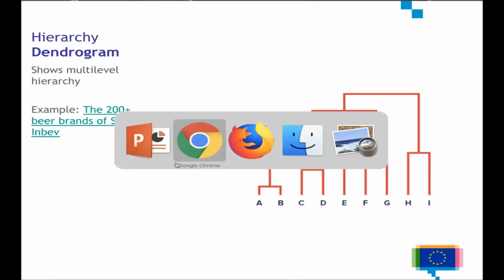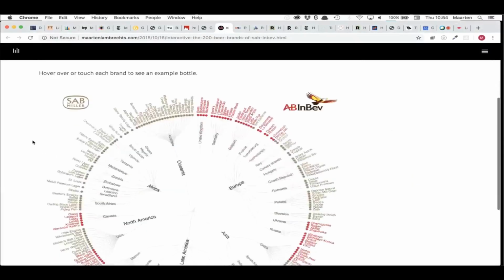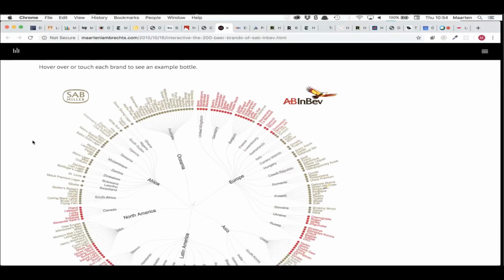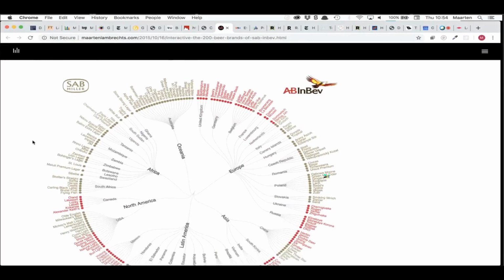Let me show you an example of a chart that I made that is also using this technique. In my case, I used a circular layout of the hierarchy. What you are looking at are more than 200 brands of beers and where they are sold in different countries of the world. So the inner ring of this visualization shows you the continents, and the next ring are countries, and then the outer ring are the different kinds of beers. So you can see where different beers are sold.